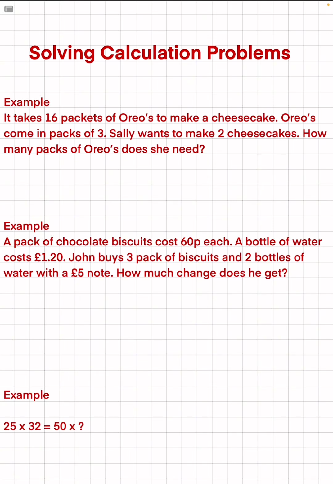First, we need to find out how many packs of Oreos are required to make 1 cheesecake. For 1 cheesecake, we know it takes 16 packets and Oreos come in packs of 3. So 16 multiplied by 3 equals 48. It takes 48 packs to make 1 cheesecake.